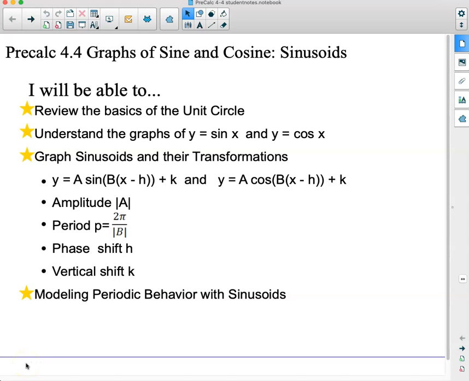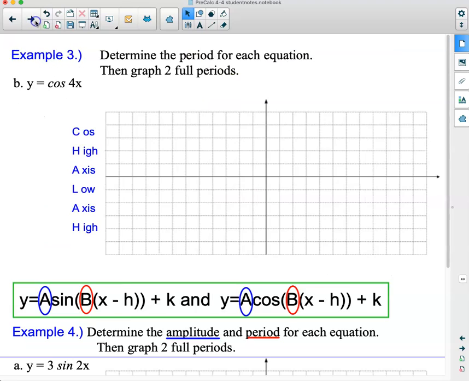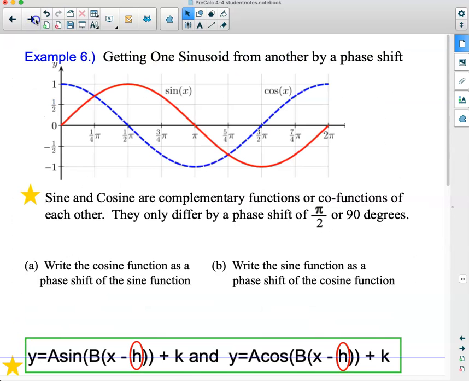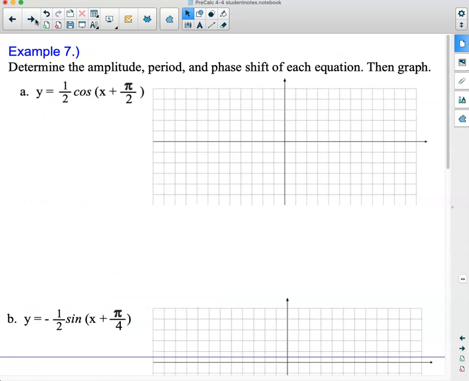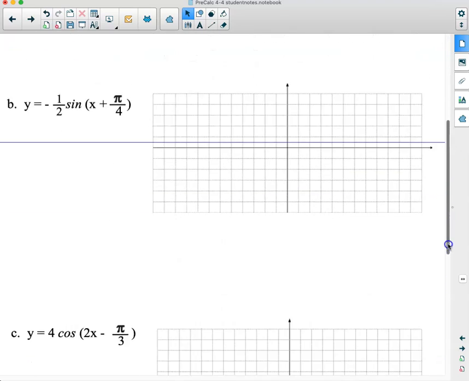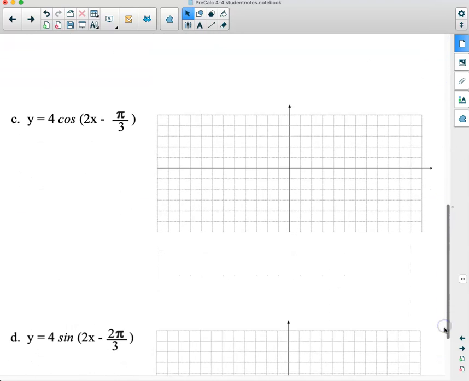So we're really getting into the heart of all of this today and making sure that we can put it all together with A, B, H, and K. Word problem-y stuff, modeling that periodic behavior with sinusoids, not today. We won't get there. But let's see, I think we were on problem number 7. I remember the notes were here on Friday. So I stopped at B.